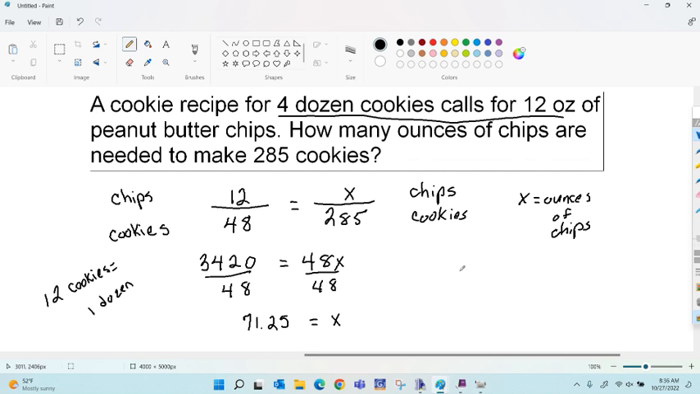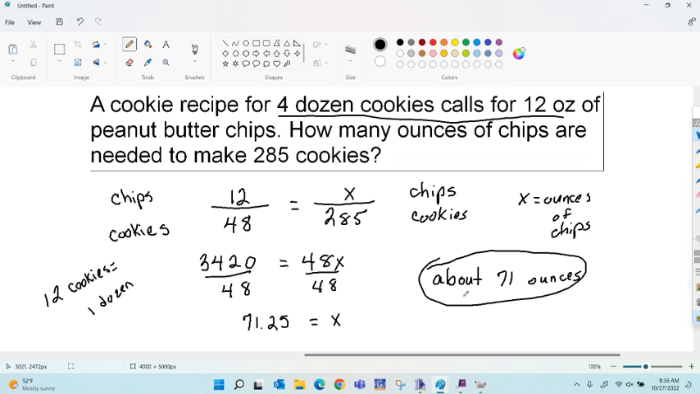But let's just say for the sake of argument, you have a kitchen scale, and you put the chips in the bowl or whatever and you measure them out. So to get it as accurate as possible, I would need 71, so about 71 ounces. I can say the word about, or you can do a squiggly equals, however you want to do that, but about 71 ounces.